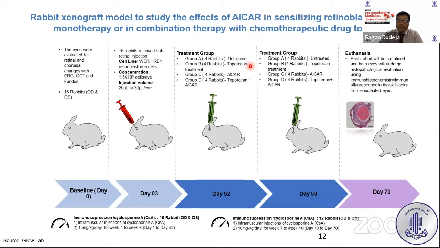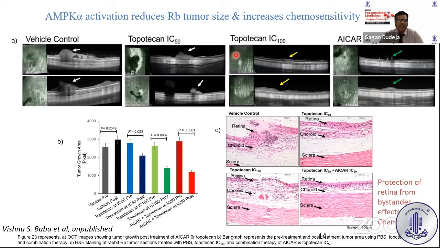So group A was untreated as control. Then we had treatment with topotecan, treatment with ICAR alone, and treatment with topotecan and ICAR as a combination, which we called the additive combination. And after this, at around 70 days, the rabbit is sacrificed and histopathological examination is done. So these are the results in the rabbit experiment.